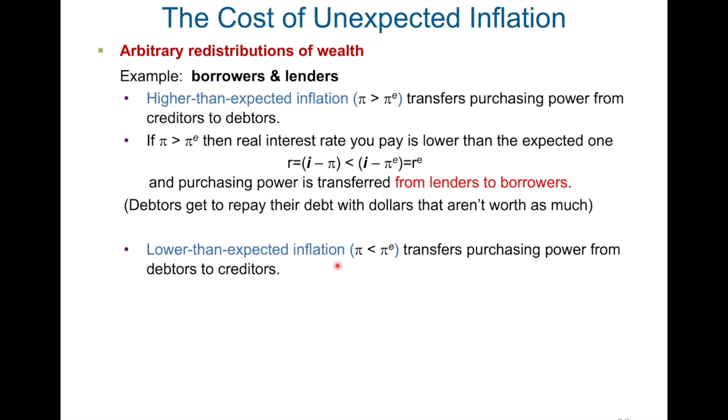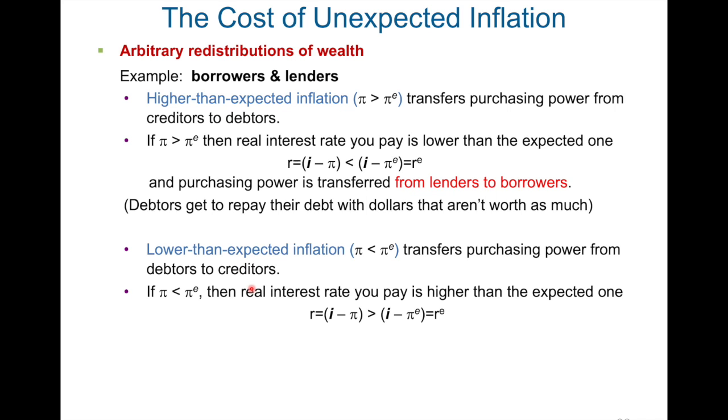Conversely, when inflation, the realized inflation that we read in the newspaper, is lower than expected, then there is a transfer of purchasing power from the debtors to the creditors. So the creditors can actually get richer. And again, we can use the same formula to realize that. If the realized inflation, this pi, is lower than the expected, what will happen is that the realized rate of return is actually higher than the expected. So how much in purchasing power as a debtor you have to pay back to the lenders is actually higher.